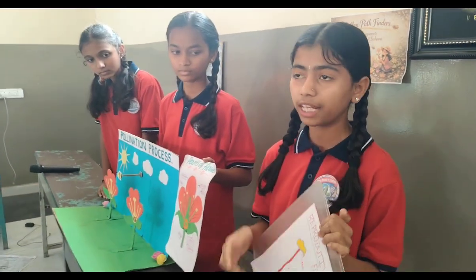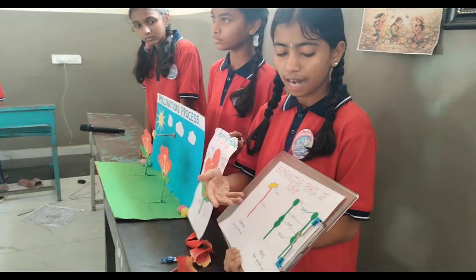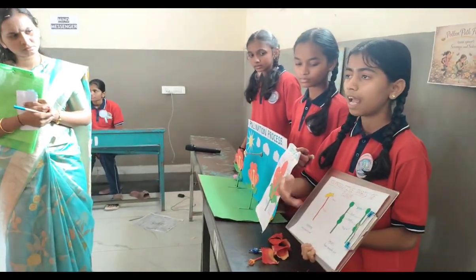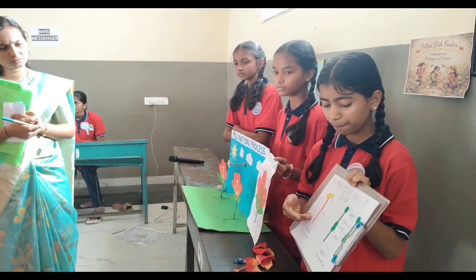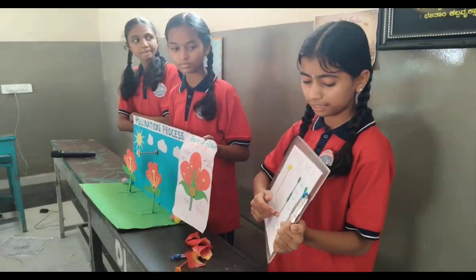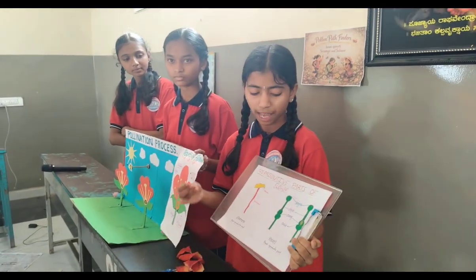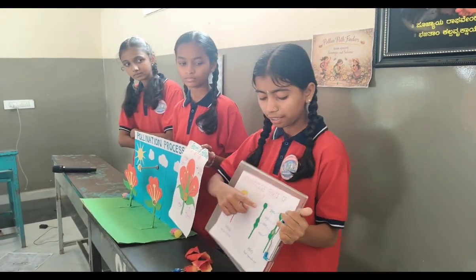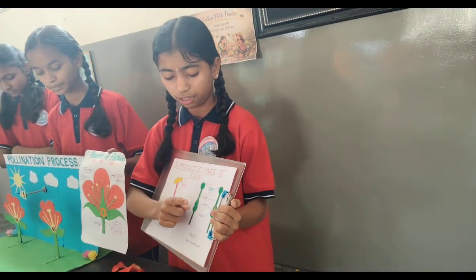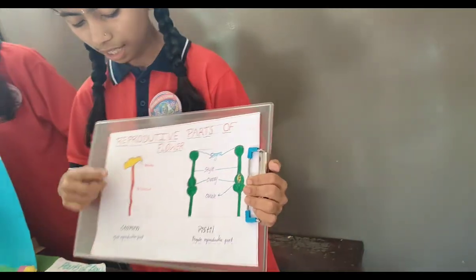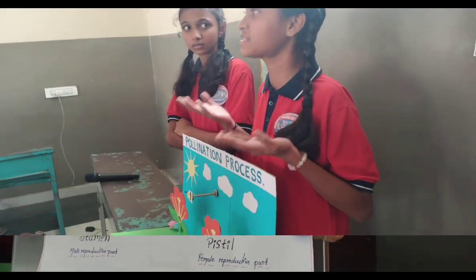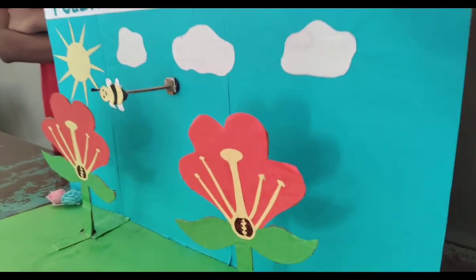Now I will explain about the reproductive parts of a flower. This stamen and this pistil are the reproductive parts of a flower. This is the male reproductive part and this is the female reproductive part. The male reproductive part consists of the anther and the filament, and the female reproductive part consists of stigma, style, ovary and ovule. The stigma catches the pollen grains and the style connects the stigma and ovule, and this ovary produces the ovules. The anther receives the pollen and the filament holds the anther.